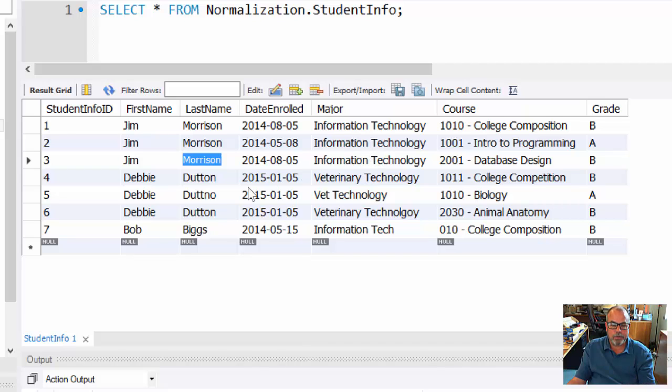So take a look at this. Here's a misspelling of Debbie Dutton's last name. One of the rows is different than the others. There's an inconsistency here. Look up here at Jim Morrison. He's got his 3 rows here, but look, that birthday is wrong. It's inconsistent with the others. So we are able to mess up a person's information simply because we're holding facts more than one time.